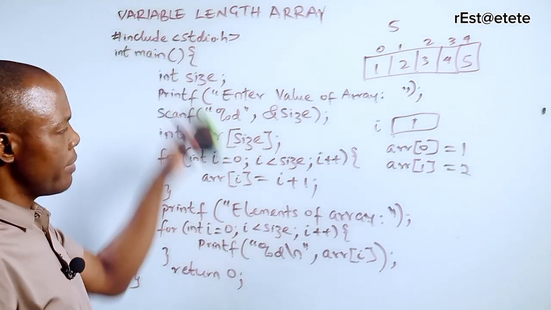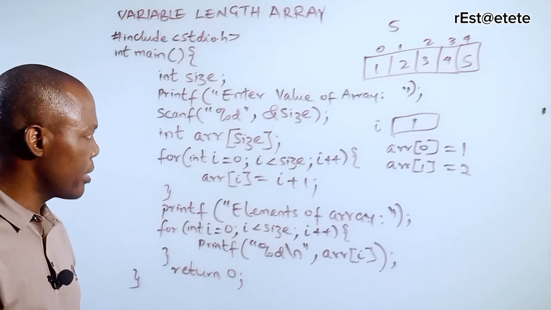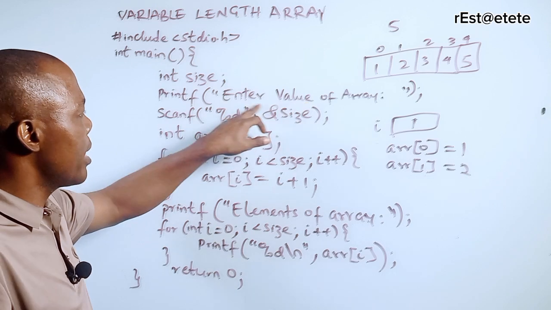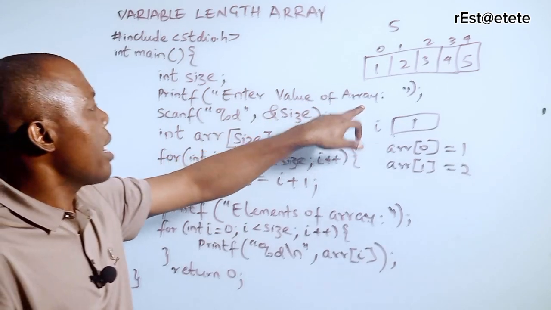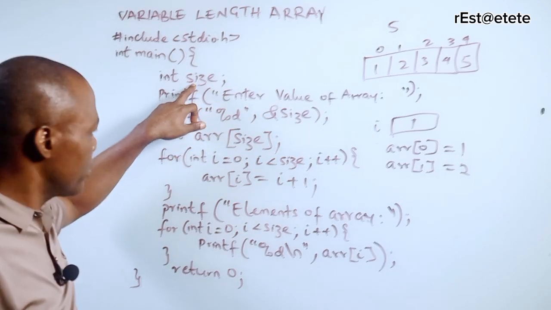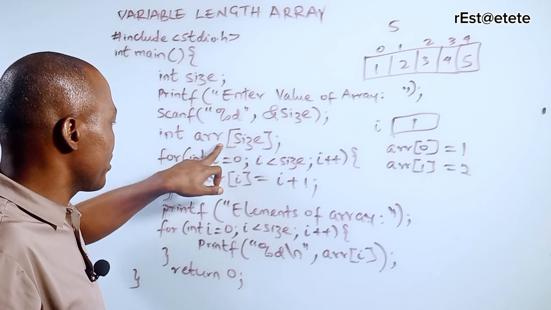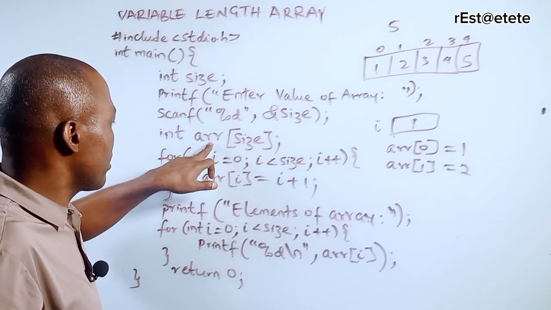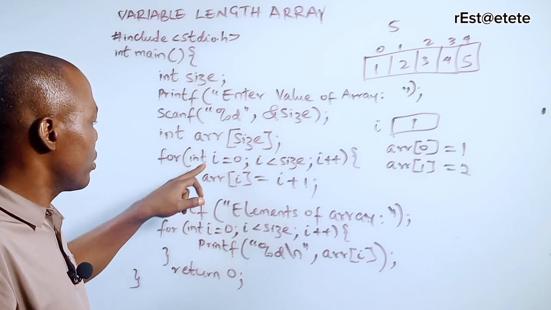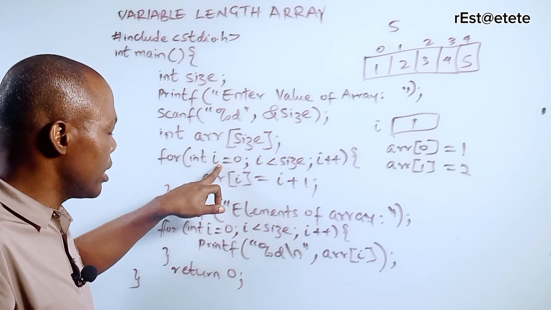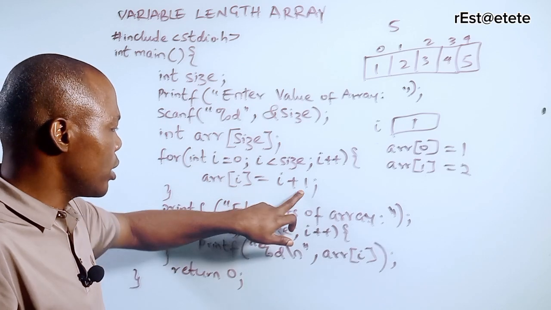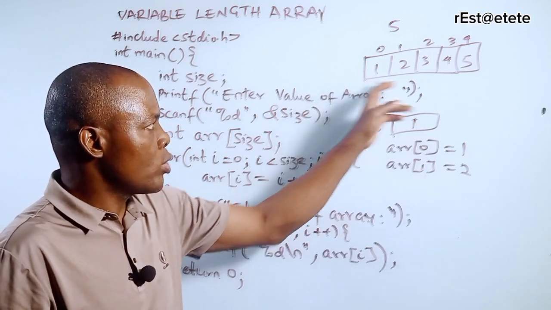So this is a very simple program for a variable length array. At runtime, once I press enter, it will print "Enter value of array." Then I will put the value as 5. Scanf will take it and store it in this variable. Then I will declare my array with the size, which is 5. Then it will come to this for loop. It will assign 0 to I, and then check I less than size, that is true. It will come in and, using this formula, populate the array.